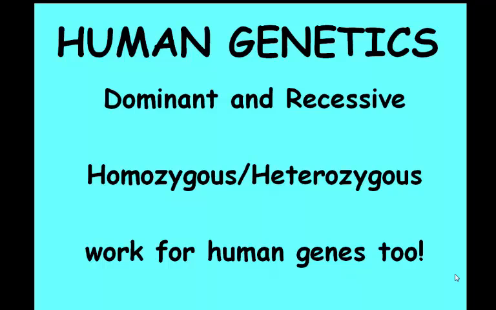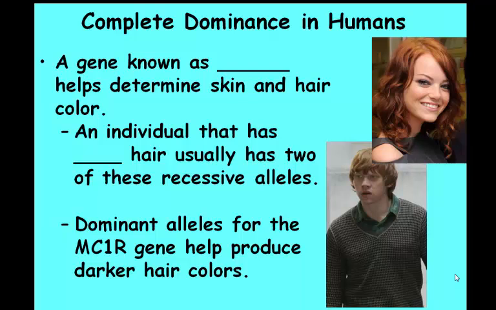Human genetics is going to be very similar to what we already learned. So we have dominant recessive relationships. We have homozygous versus heterozygous. We do get a little bit more complicated because obviously we're more complex than pea plants. And we'll talk about that later, but here are some examples.